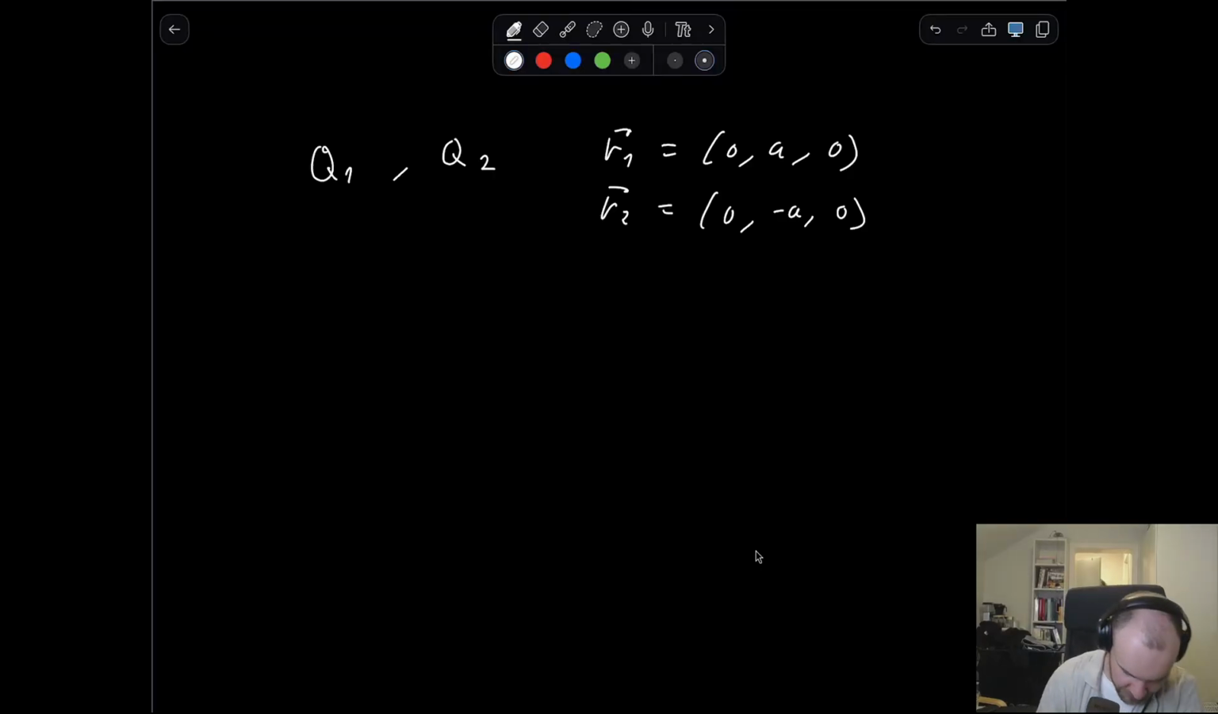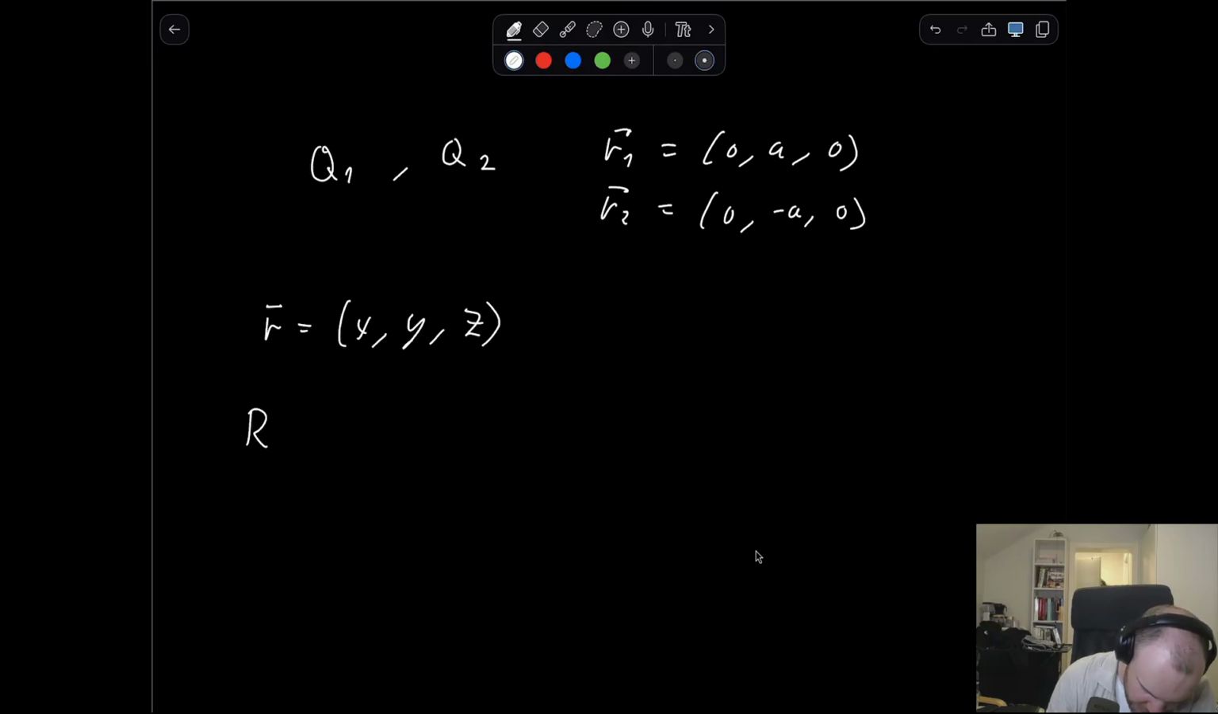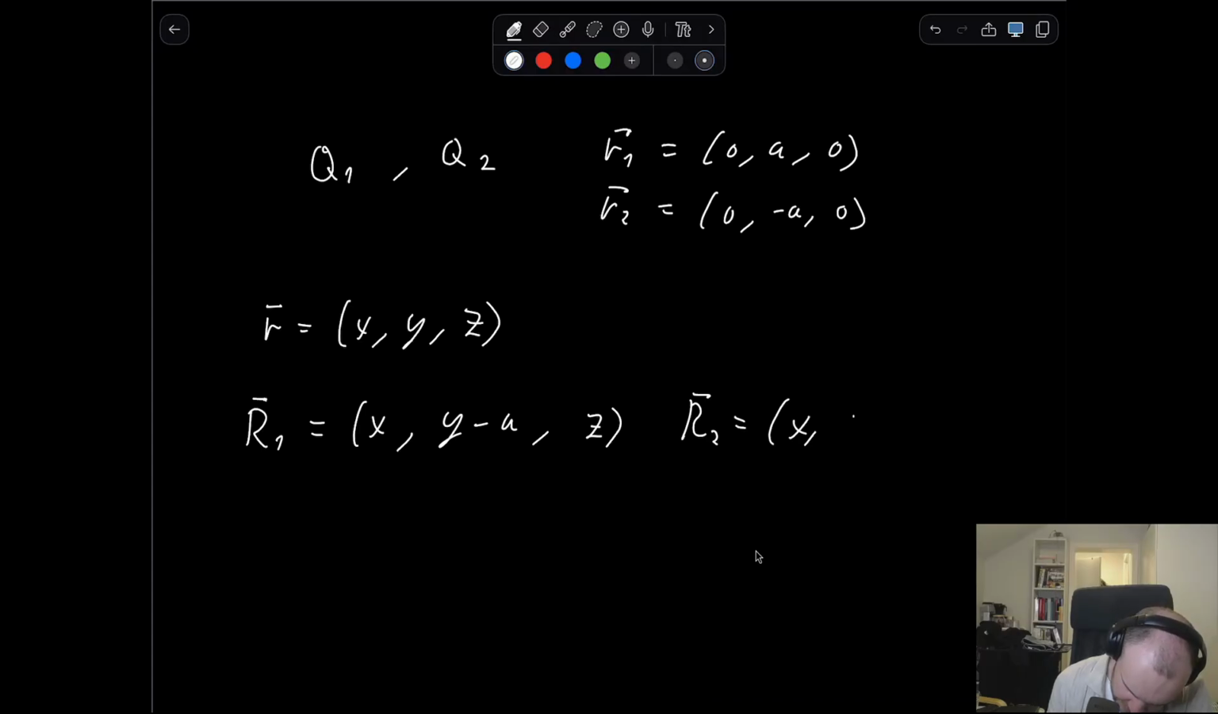Okay, so we need the relative vector. Our position vector R is going to be some coordinate x, y, and z. So the first relative vector, R1, is just x minus 0, so x, then y minus a, and then z. And then R2 is nearly the same thing, but with plus a, as you can see.